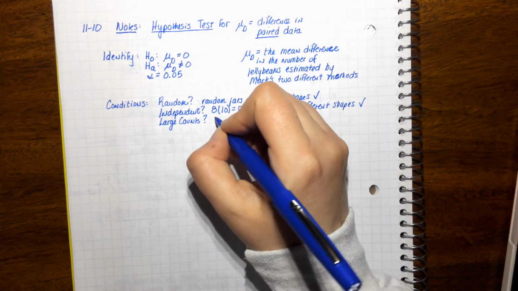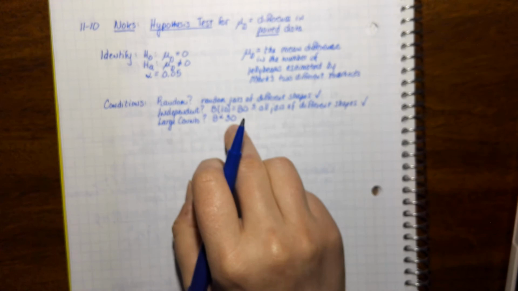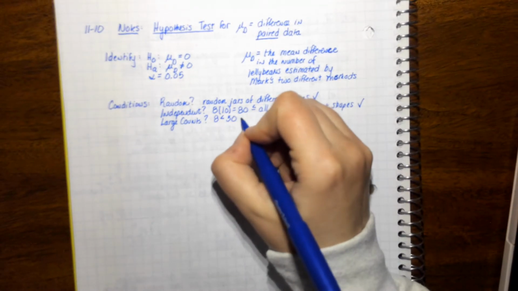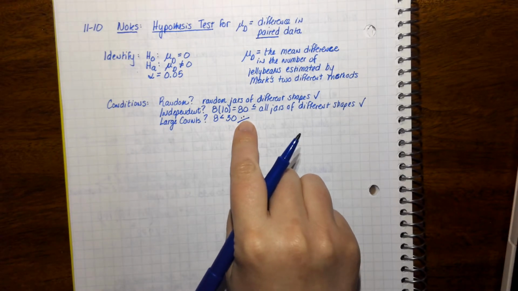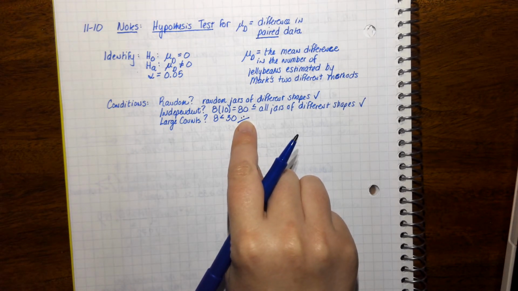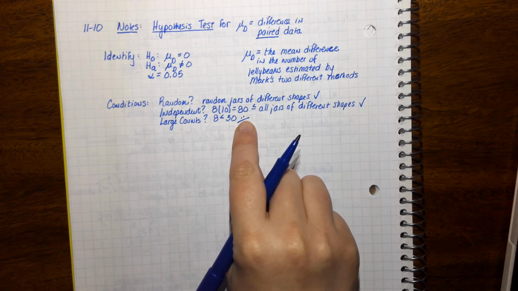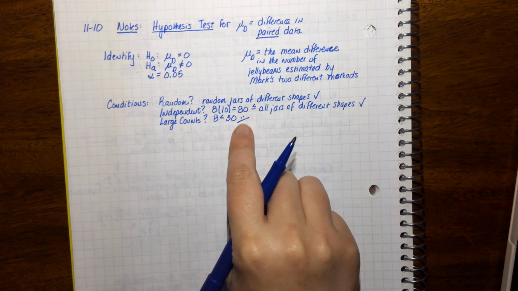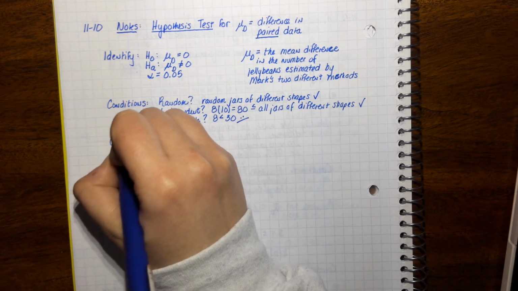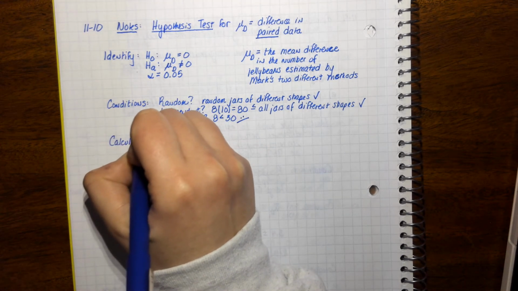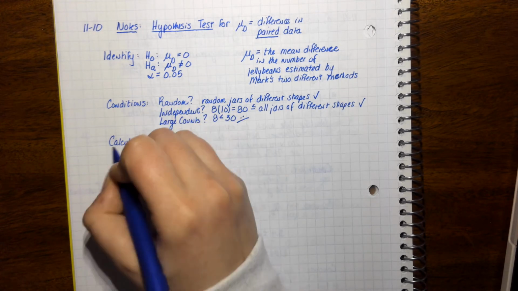Okay, and then notice the large counts condition. We have 8 random jars, which is less than 30, so I'm going to put my little straight line emoji face. I noticed that they didn't give me a graph or anything here, so that is, yeah, going to be something I'll have to deal with in a minute.